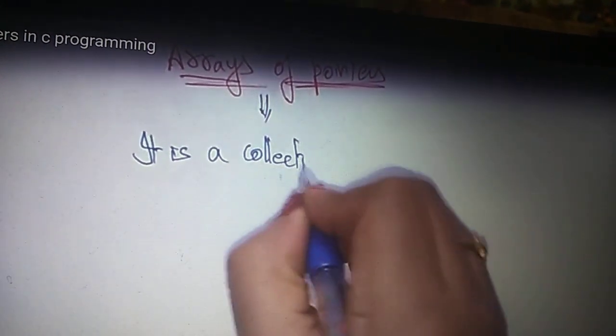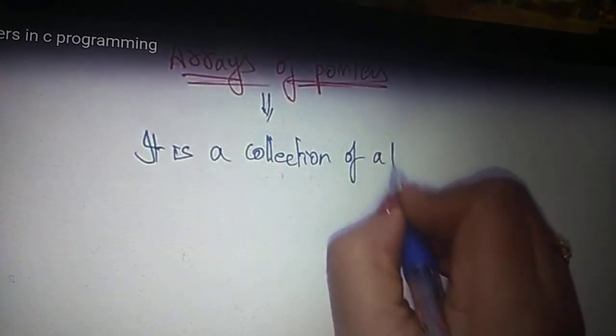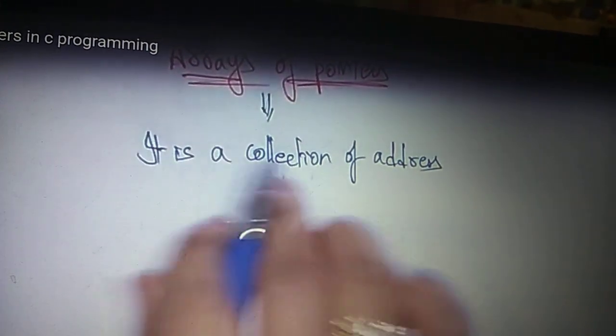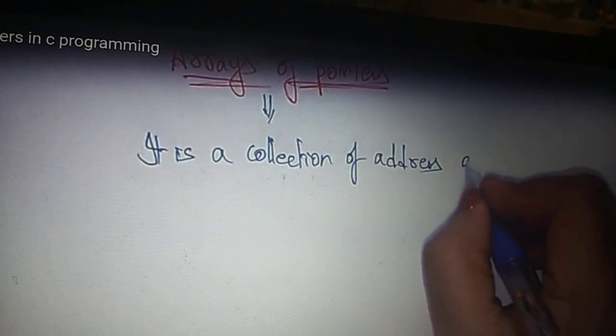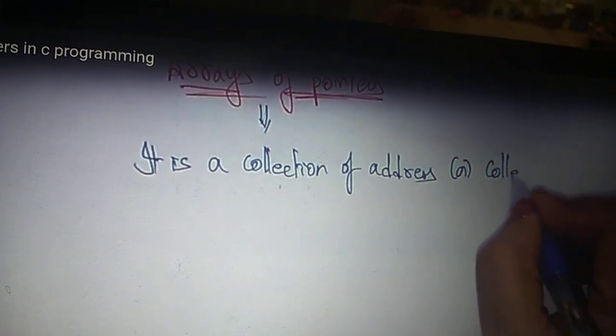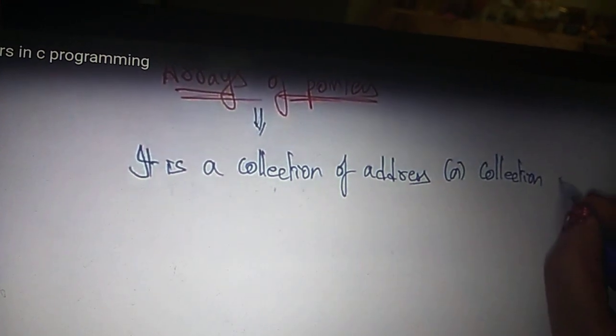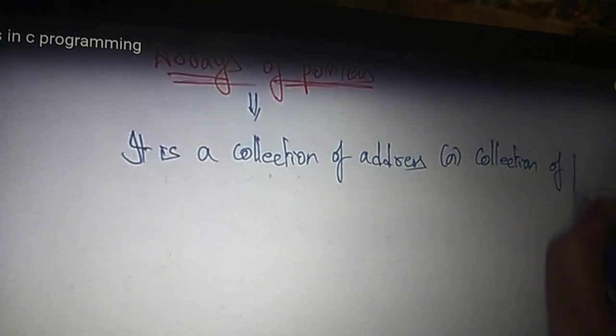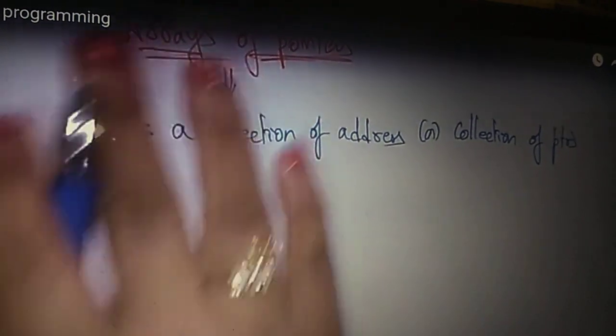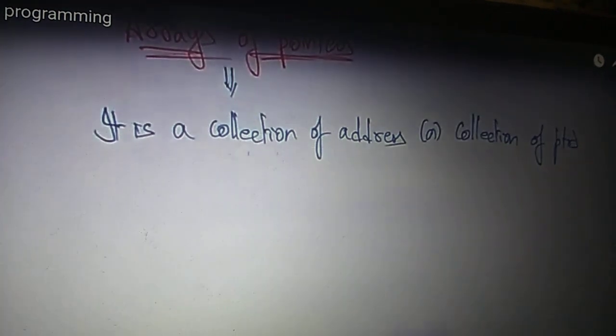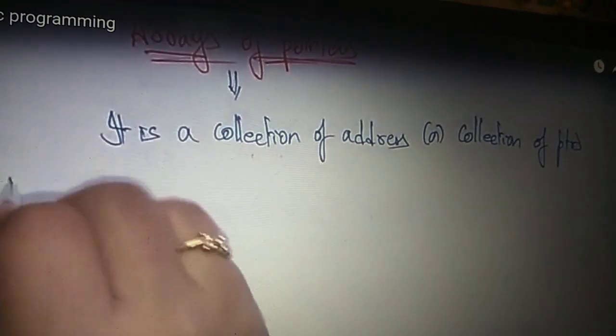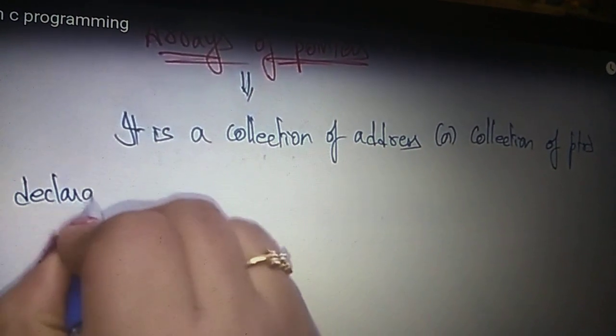So it is nothing but a collection of addresses. Arrays of pointers means it is a collection of addresses or a collection of pointers. A pointer itself you call as an address. So arrays of pointers means a collection of addresses. So how do we declare the array of pointers?